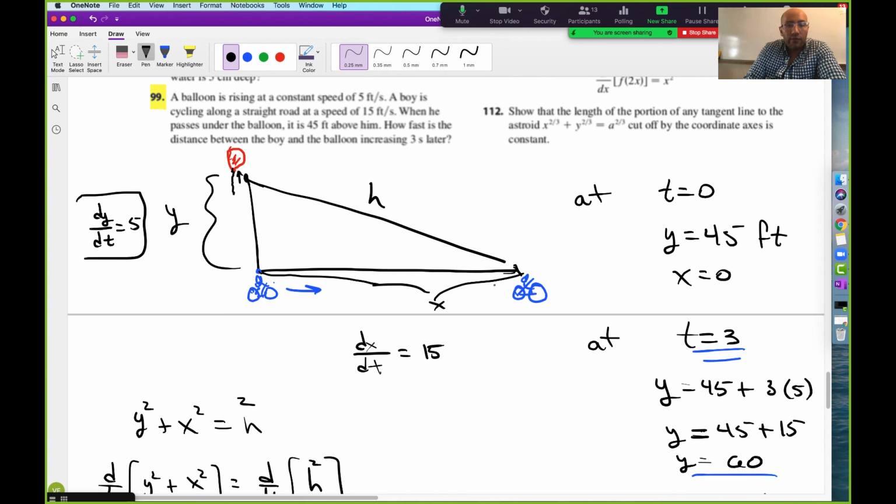And then for the little boy, I just chose to let x represent the distance in this direction that he has traveled. So x is a distance traveled. Therefore, dx dt is the speed at which that variable is changing. And again, right in here, it says a boy is cycling along a straight road at a speed of 15 feet per second. That's how I get that dx dt is 15.